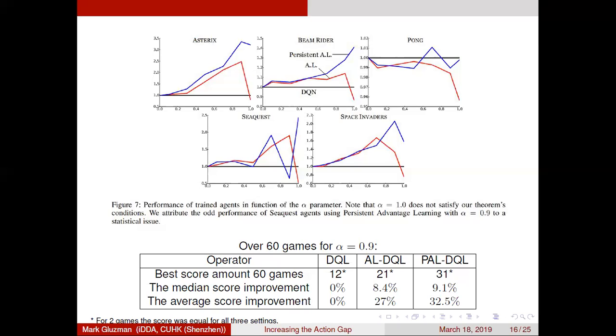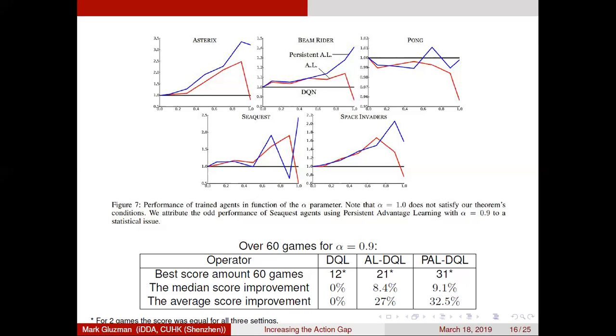Then they fixed alpha, as I understood, to 0.9 and compared these three operators for 60 games. Among these 60 games, for 12 of them the standard deep Q learning operator was better. For 21, the advantage learning operator gave the best results. And for 31, the persistent advantage learning operator gave the best results. It doesn't sum up to 60 because for two games they returned the same score.